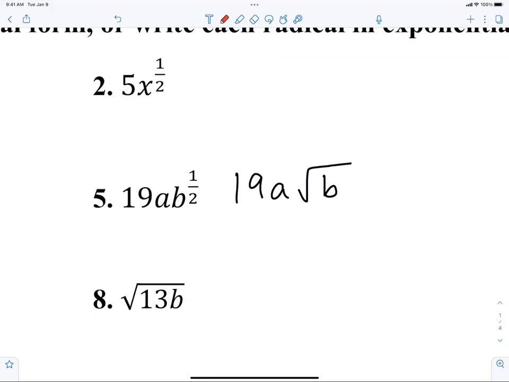All right. Now, back on track. 5x to the 1/2. You're going to write that as a radical. Is it 5 to the 1/2 power? No, it is not. So that doesn't go under the radical sign. So this is equivalent to 5 square root x. That's what that's equivalent to.